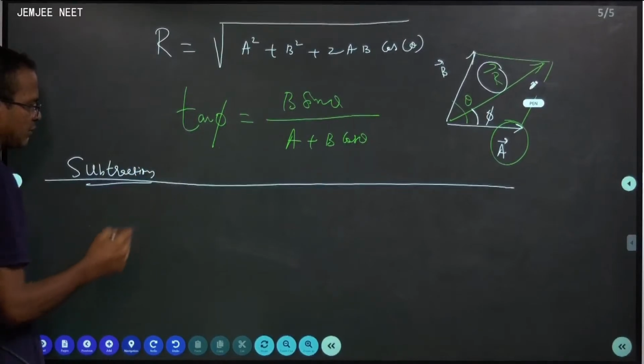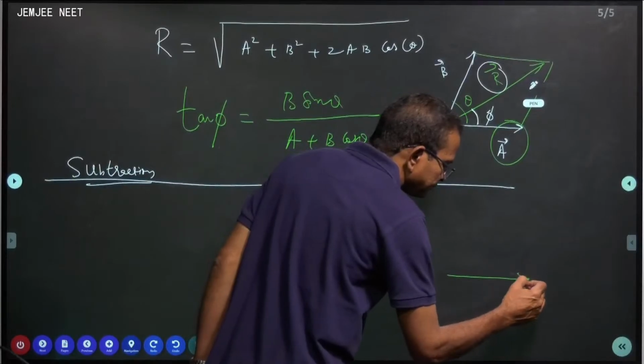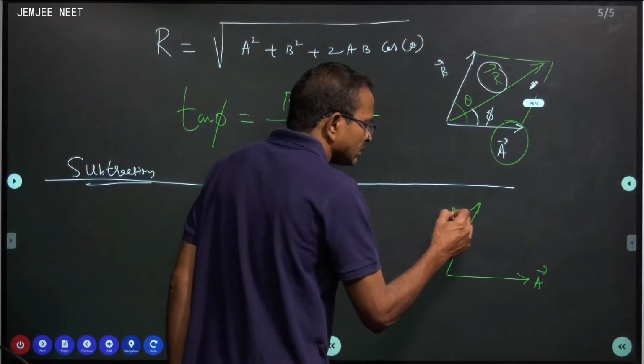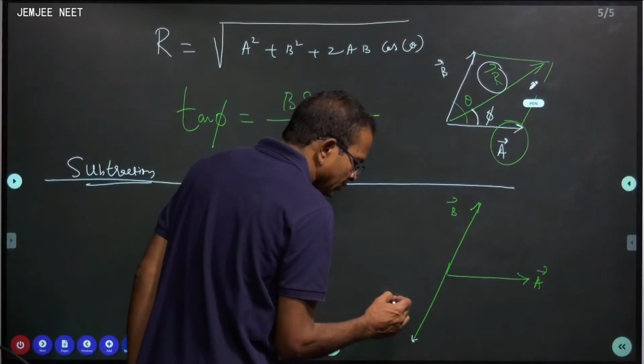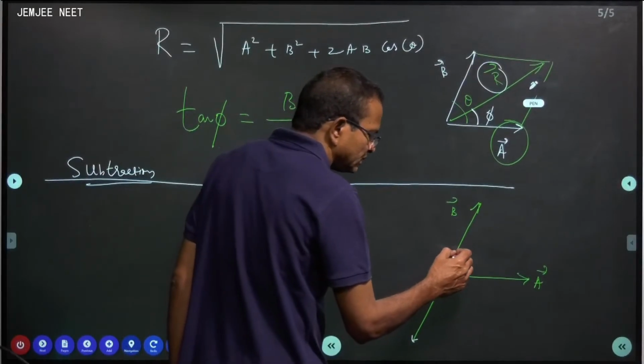Let us see how we are going to subtract. This is A vector and this is B vector by chance. Then what is this? Negative B vector. This is theta.